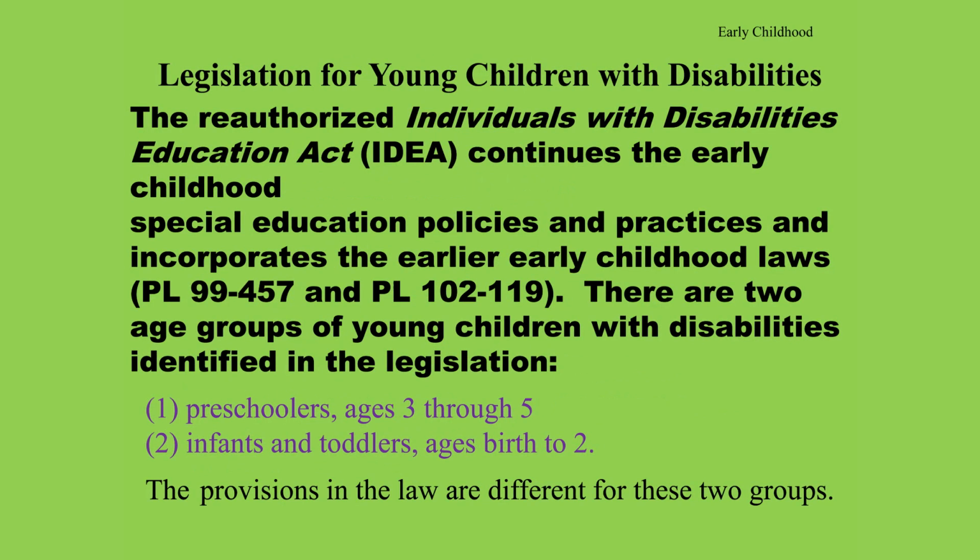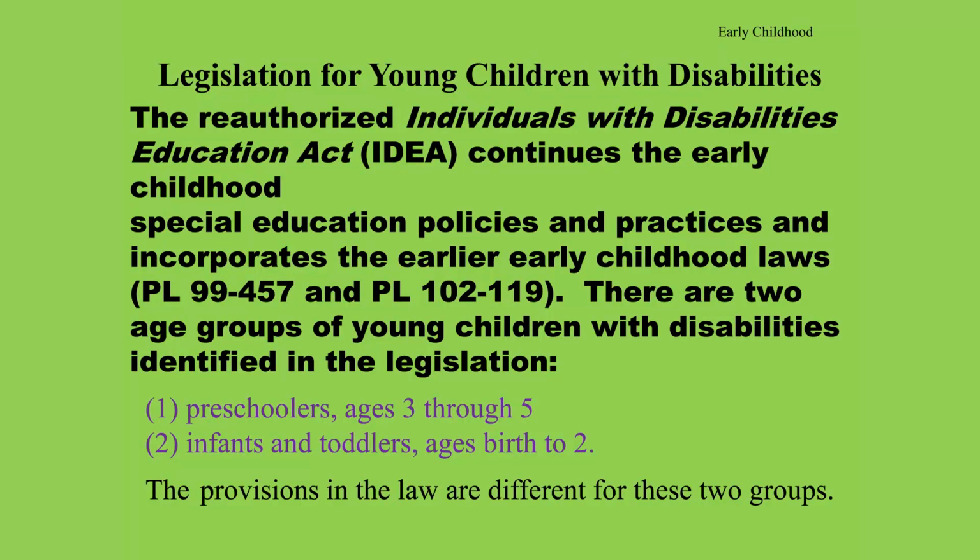Okay. Now, with the legislation, whenever we looked at IDEA, here are the things that it says. That when they reauthorized it, they continue to see early childhood special education policies and practices incorporated into earlier laws. What that means is we're still going to uphold the laws that we had. 99-457, as I've said, is a really, really huge, big deal. Woohoo! 99-457, don't forget that one, right? That's the one that gave the right to infants and toddlers, birth through age 2, to have services.